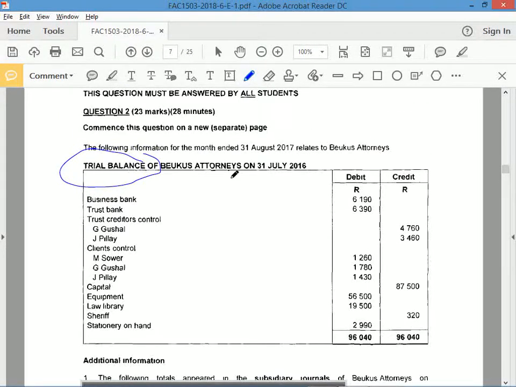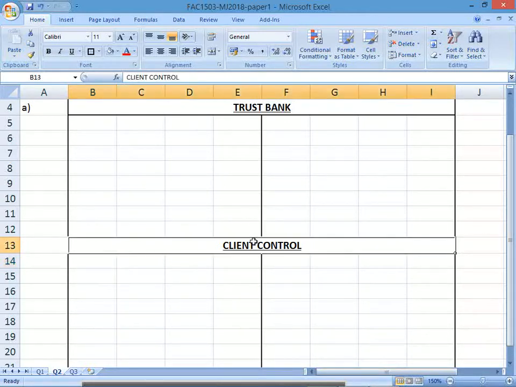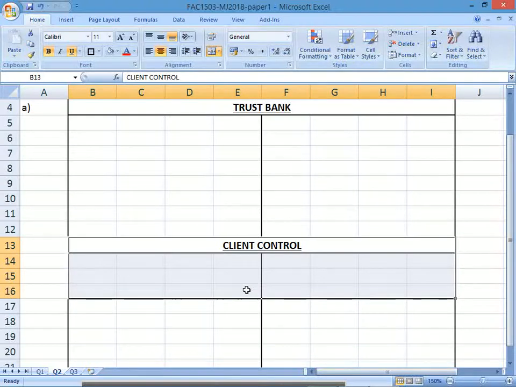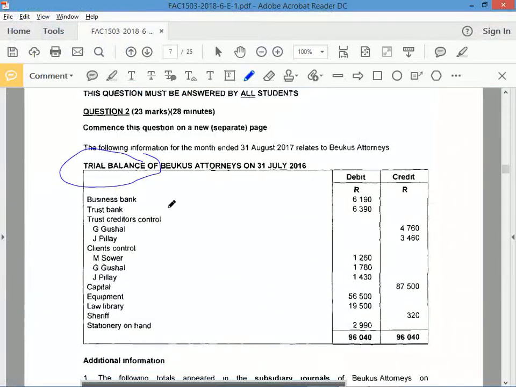Okay, I don't know if you guys can recall when we did this, not last week, the week before, we did separate client control accounts for all the separate clients. Okay, I had client 1, then client 2. Then I had trust creditors 1, trust creditors 2. I had all of them separate. Right, am I going to separate it for this particular question? No, because the question said client control. So that means everything, all of them. So I'm going to use totals here.